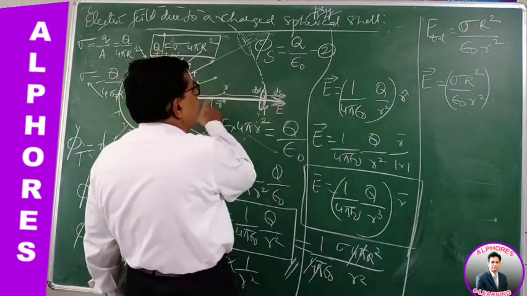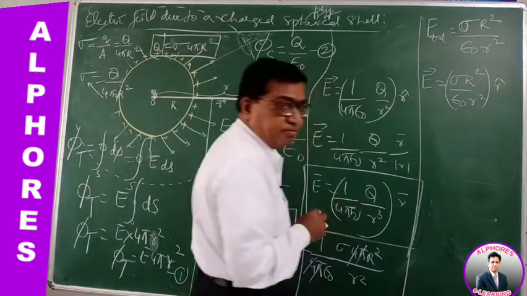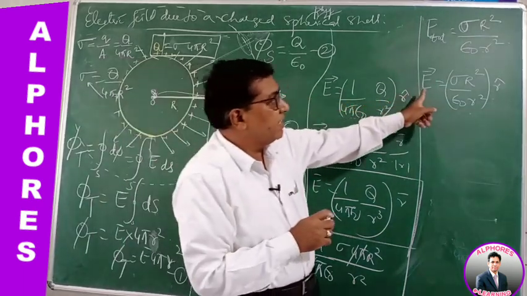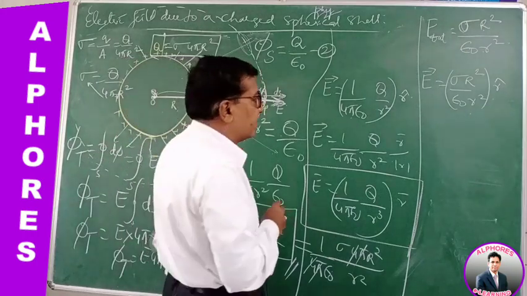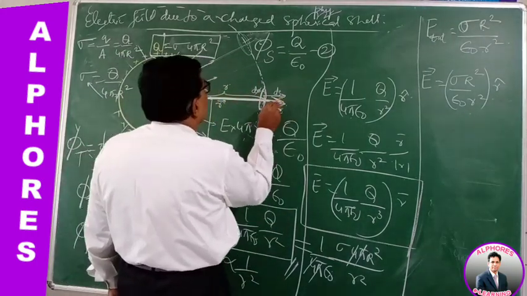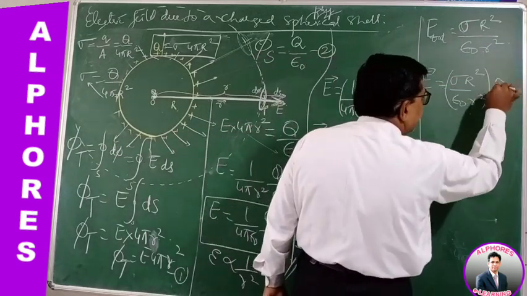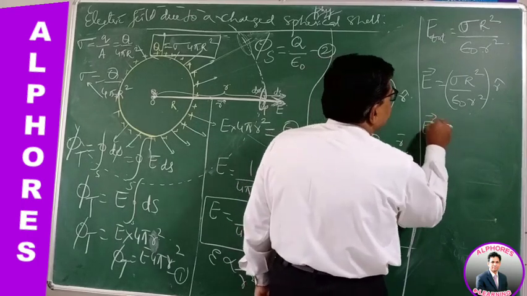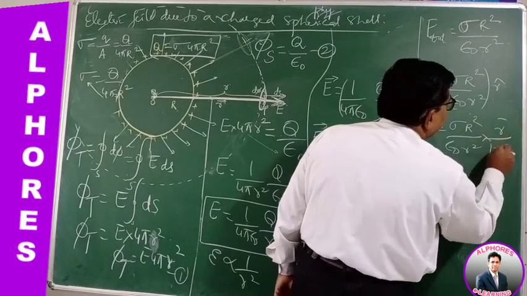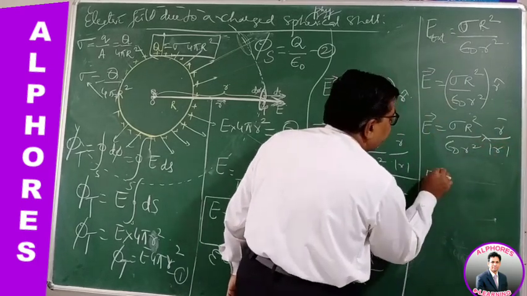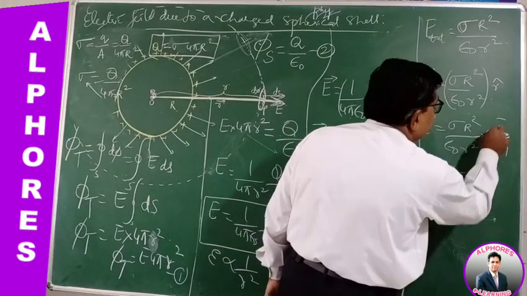So the electric field direction is along the radius vector. So therefore it is r cap like this. So vectorially you can write the electric field as magnitude times the unit vector in the direction of the radius vector. So the electric field vector is the magnitude of the electric field times its unit vector. Or I can write this as sigma R square by epsilon naught small r square into r bar by mod r. So multiplying here, E bar is sigma R square by epsilon naught small r cube times the r bar vector.